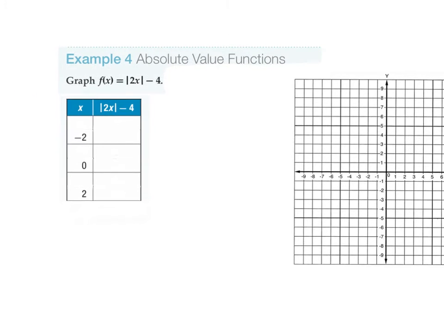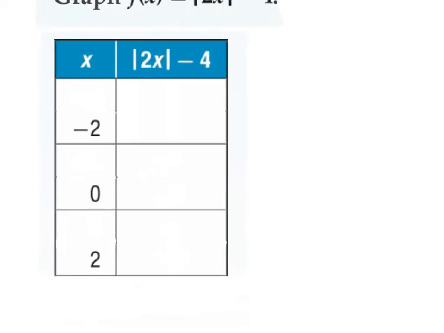So here we're given an absolute value function, the absolute value of 2 times x minus 4. To graph it, we're just going to plug in numbers for x and get numbers for y. So first we're going to plug in -2. So I kind of tried to make these notes a little bit neater for you guys, so we have a graph to actually graph it and a box to plug in our numbers.